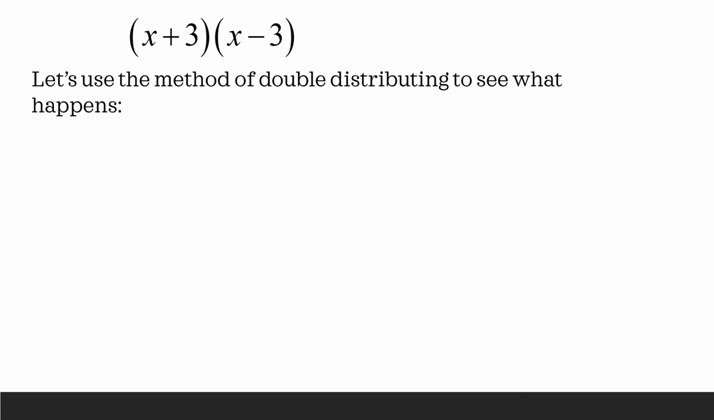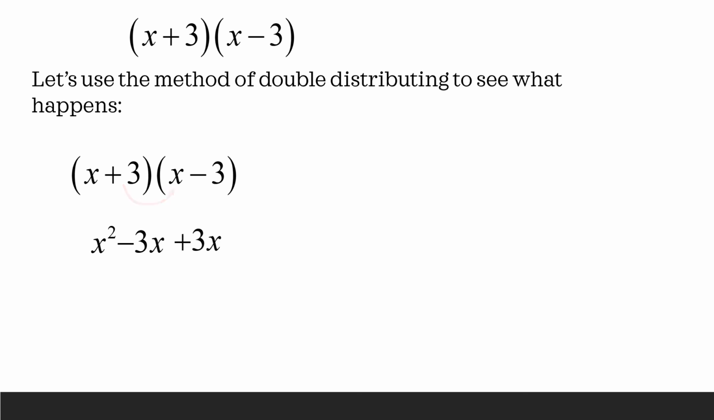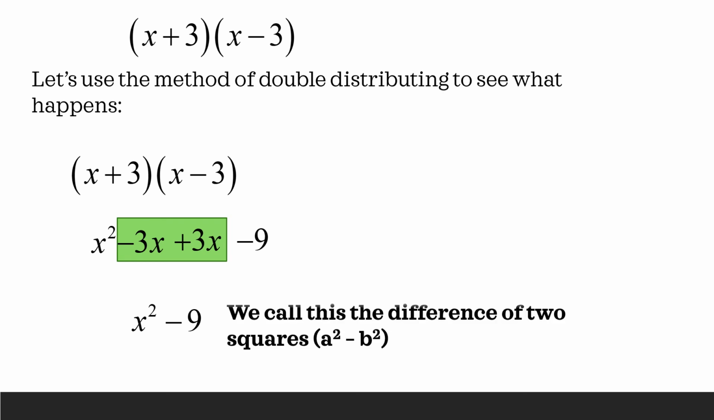So let's see what happens when we multiply these together. Let's use our double distributing method to multiply this out. So I'll multiply x times x to get x squared, x times negative 3 to get negative 3x, 3 times x to get positive 3x, and 3 times negative 3 to get a negative 9. Now my middle terms actually add to 0, so I have x squared minus 9.